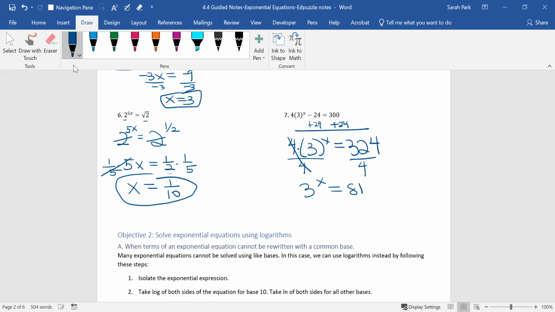And this is an earlier problem that we had. And then that is equal to 4. All right, that is the end of the first objective, and we'll continue with solving exponential equations using logarithms.